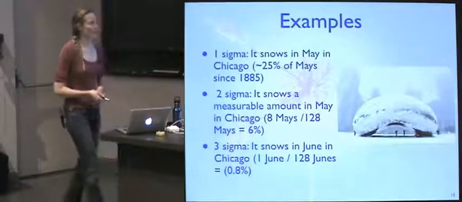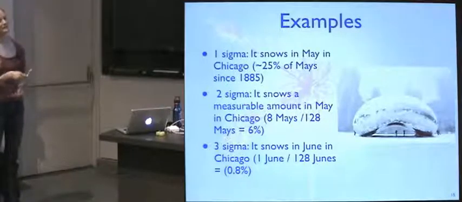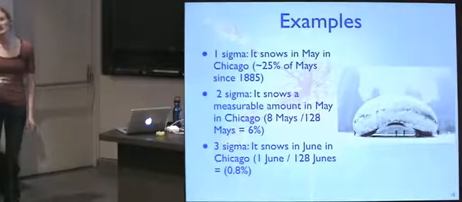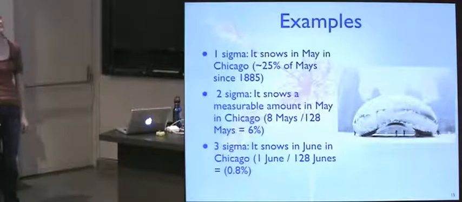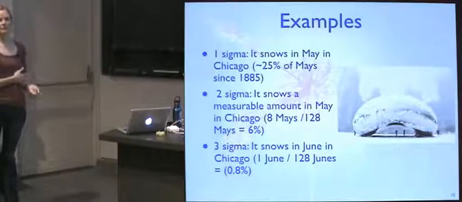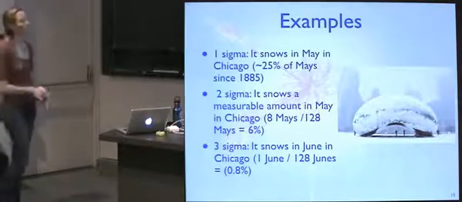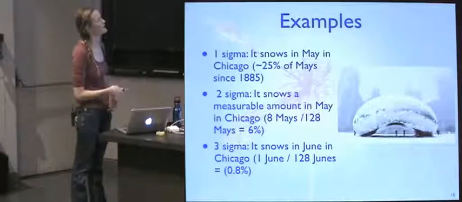So we're going to talk about snow at unlikely times in Chicago. So a 1 sigma, that 37%, is the number of times that it snows in May. They've been keeping data since 1885 on how often it snows in Chicago. And 25% of the Mays that we've had since 1885 had some amount of snow. So that gives you an idea of how frequently a background would fluctuate to 1 sigma. That's whatever 25 of 129 is.